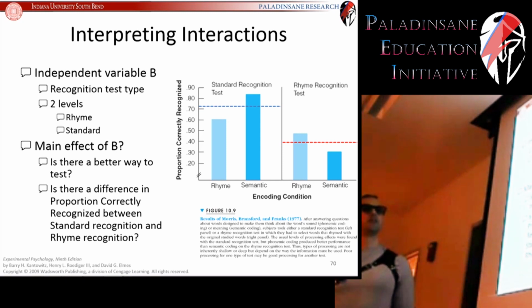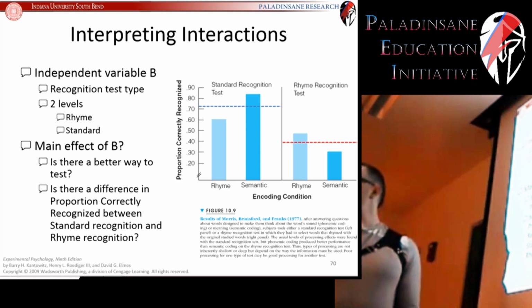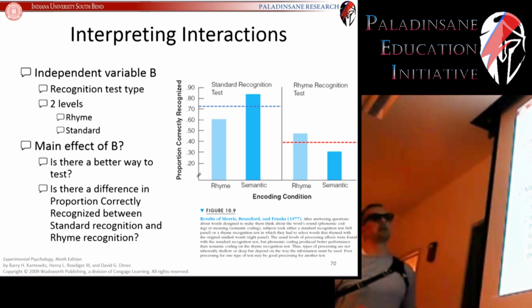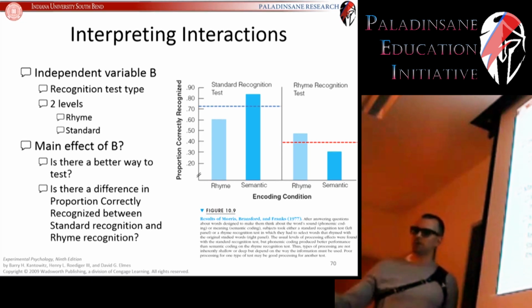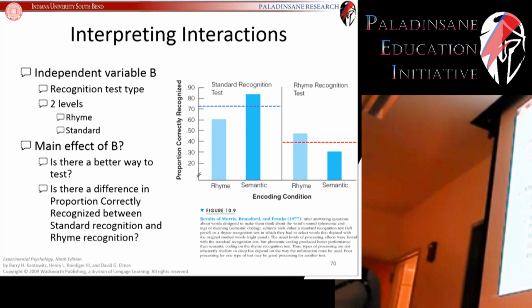And if you have a professor that does rhyming tests, a professor that says something like, why don't you write me a poem about independent variables, probably you're going to have a harder time than with somebody who's like, why don't you write me an essay about independent variables? All right, so that's the main effect of the type of testing.